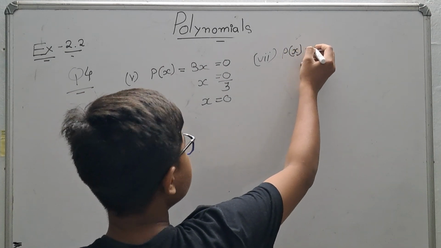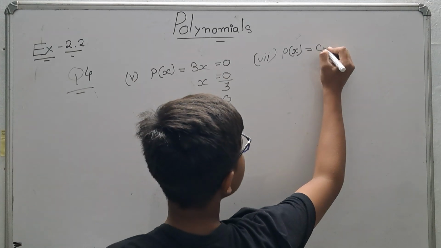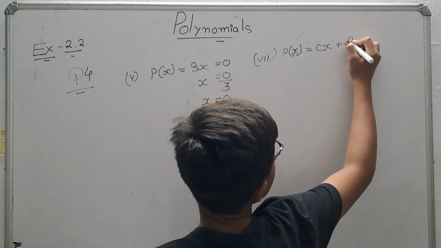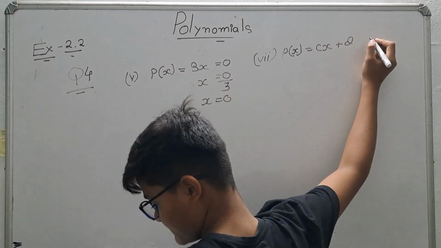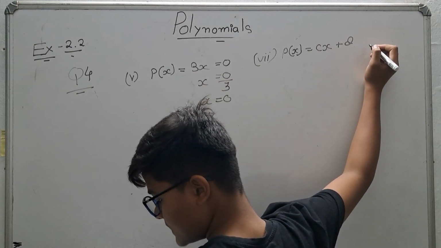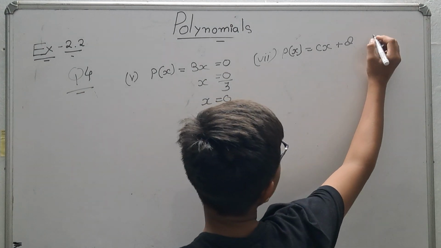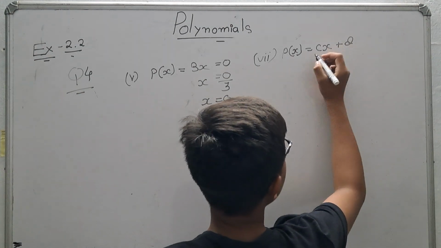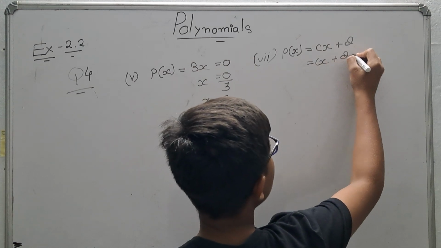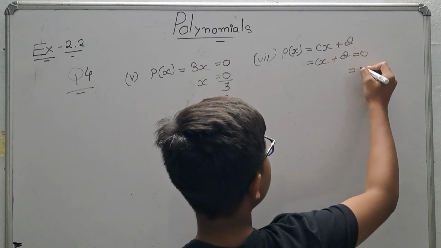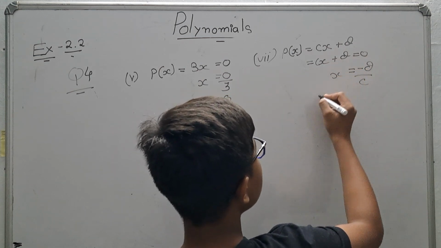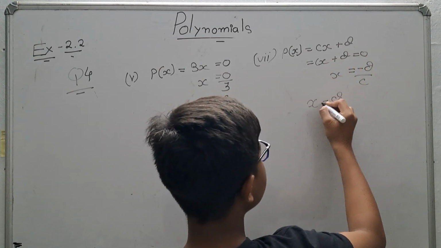Question number 7 is px = cx + d, in which c and d are real numbers. C and d are real numbers. So what we will do? We will just put 0. D will come over and it will become minus, and c will go downstairs. Okay, here is our answer.